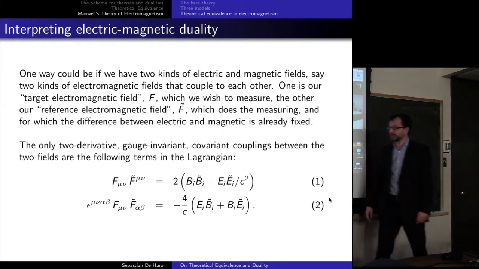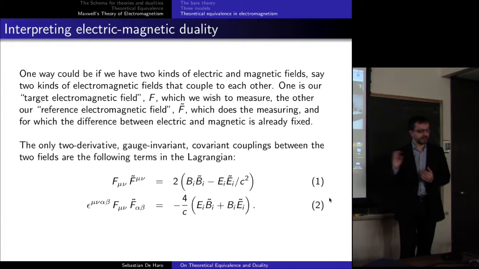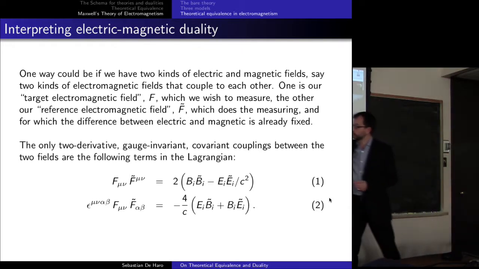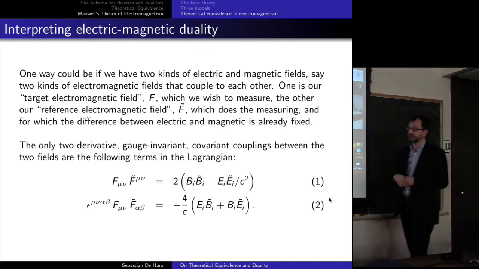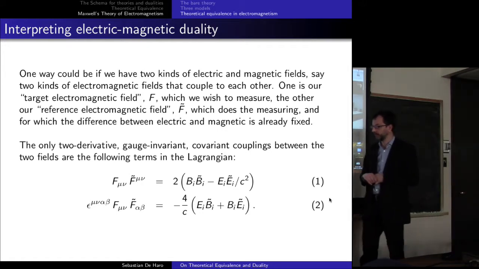And so for this reference field, the difference between electric and magnetic is already made. We have already established what is electric and magnetic for the reference field, and now we are going to use this reference field to establish which parts of the target electromagnetic field are electric and which parts are magnetic.